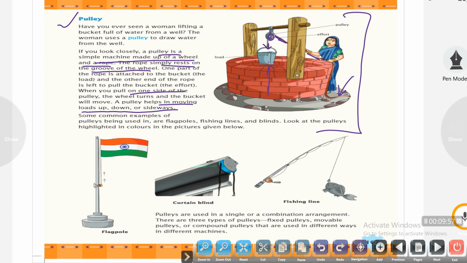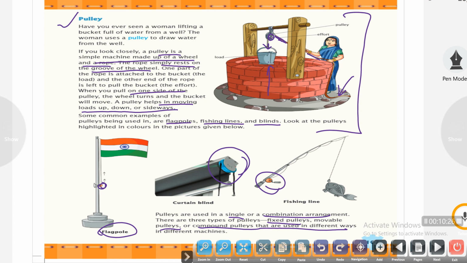Some common examples of pulleys being used are flagpoles, fishing lines and blinds. We can see in flagpole, here pulley is used. In curtain blinds, pulley is used, and fishing line, here pulley is used. Pulleys are used in single or a combination arrangement. There are three types of pulleys: fixed pulley, movable pulley, or compound pulley that are used in different ways in different machines.